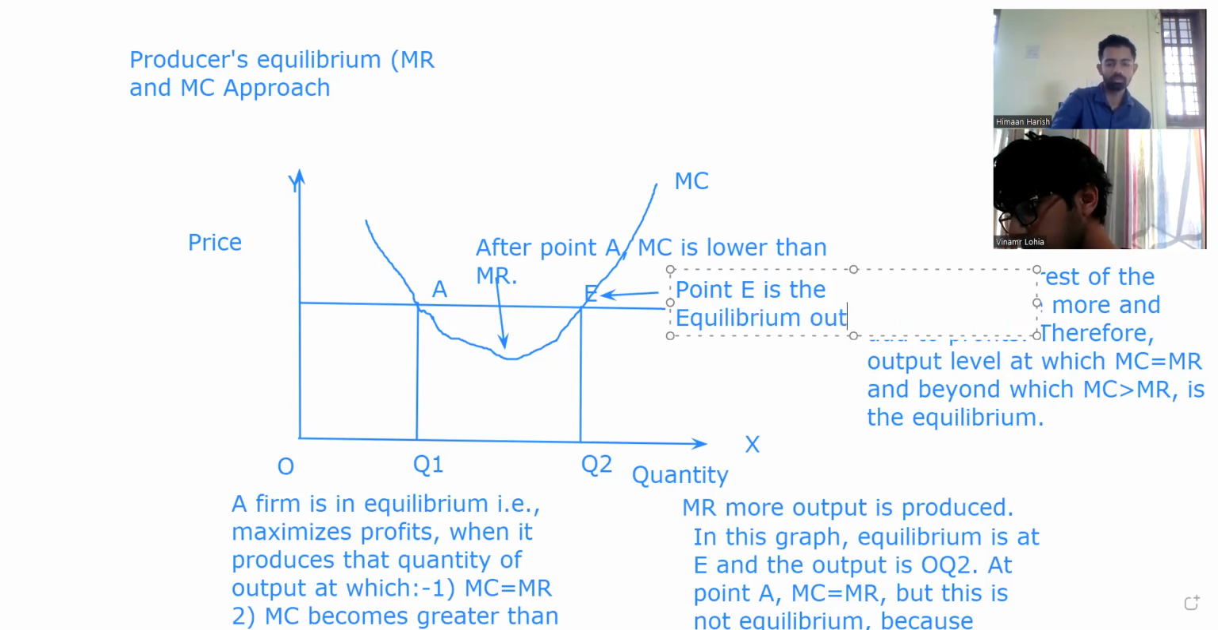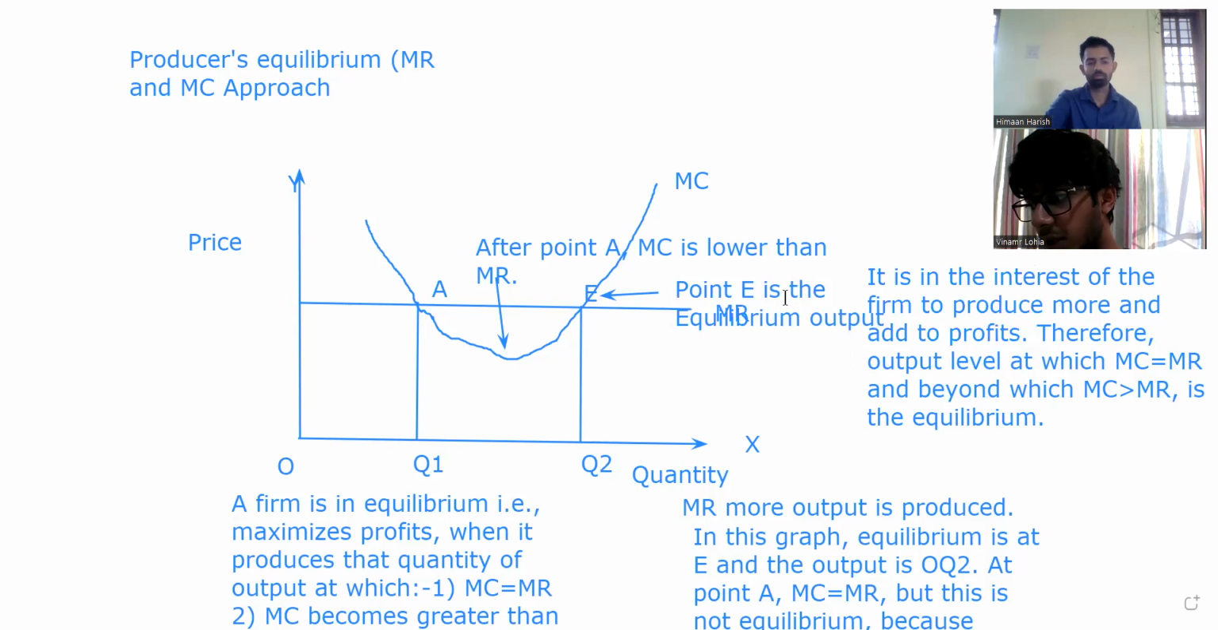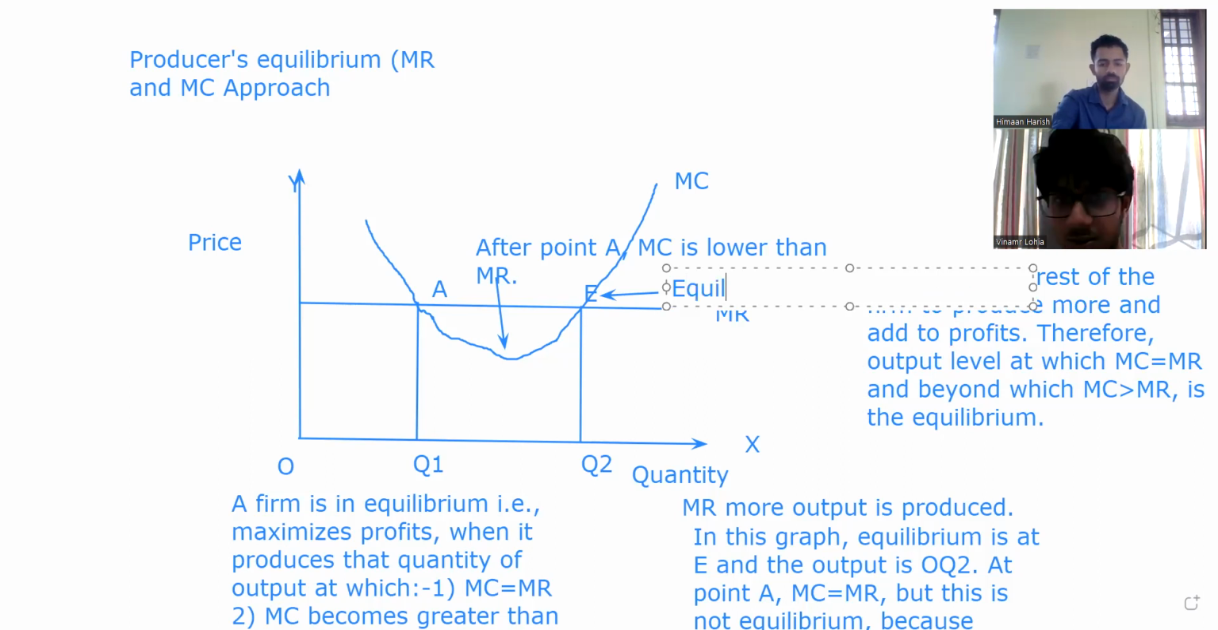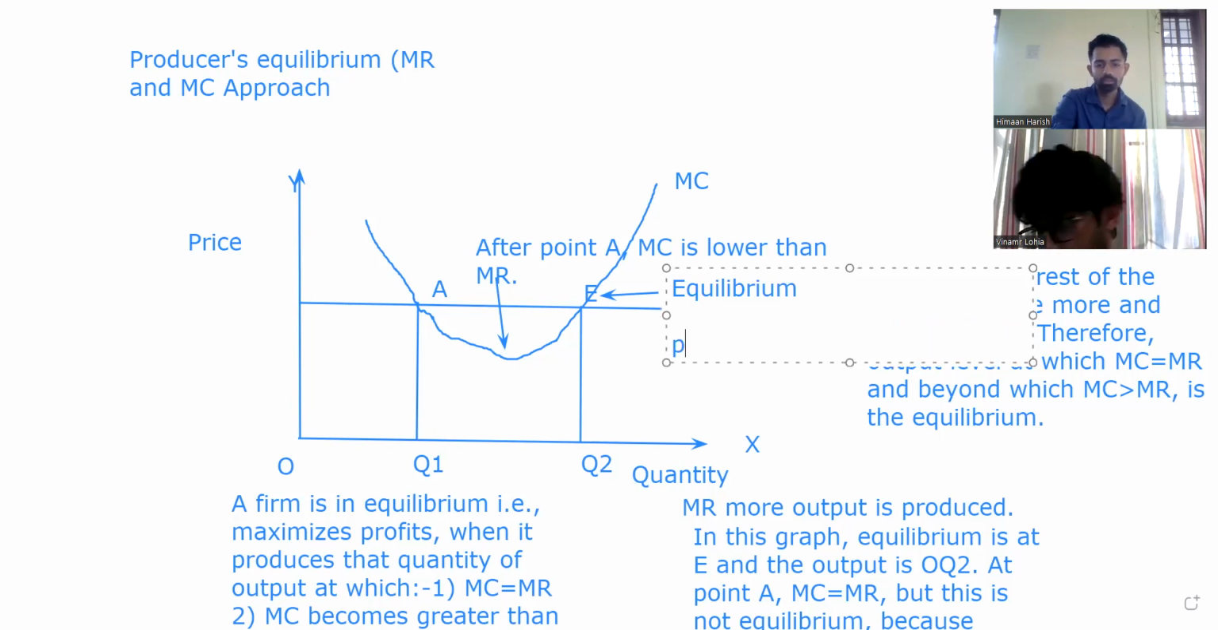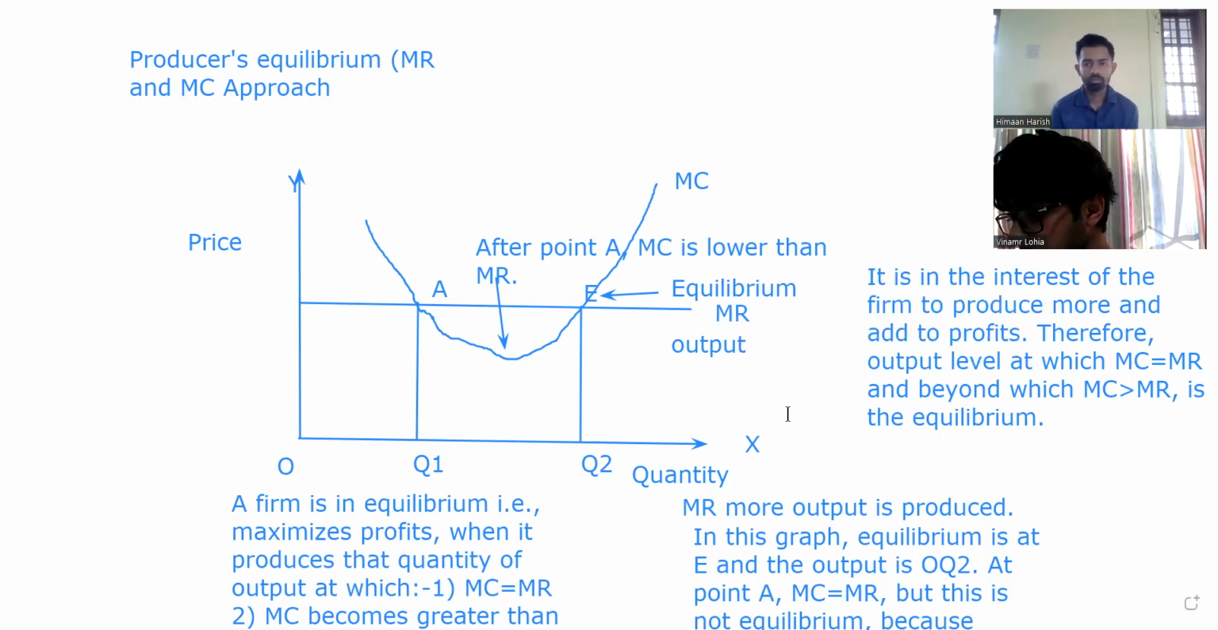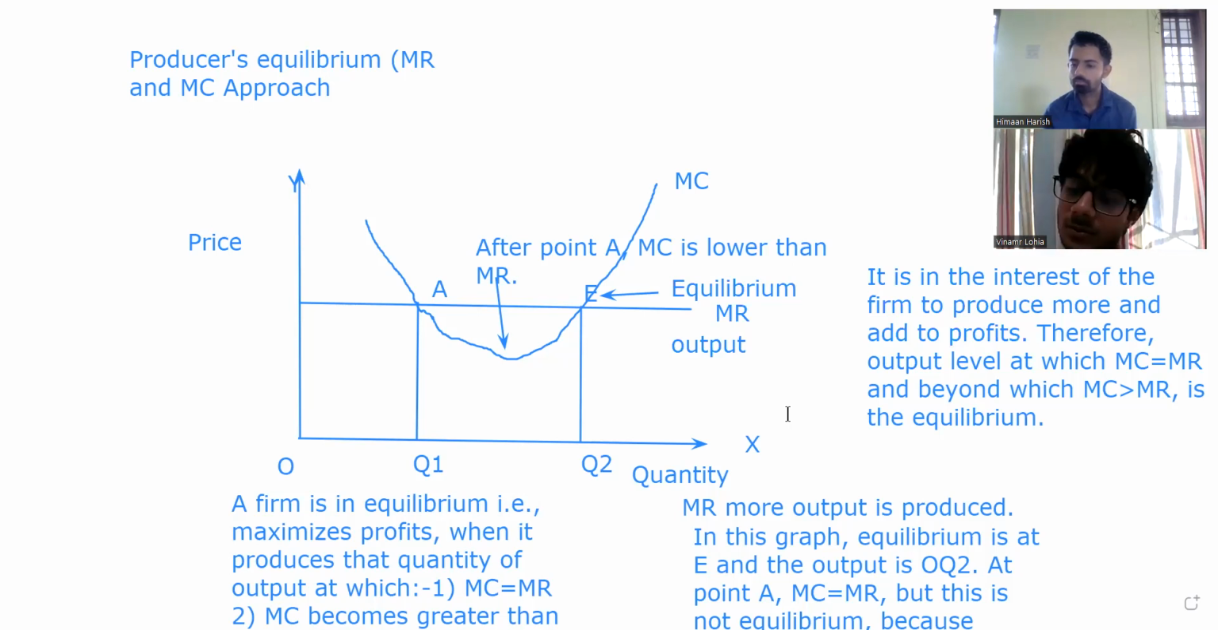Determination of equilibrium price and output under perfect competition. That is a part of what? That is a part of this only, a continuation of this. Determination of equilibrium price and output under perfect competition, under these three situations in the short run. It is under cost and revenue itself. So these are the two approaches. This is the producer equilibrium for the MR and MC approach.